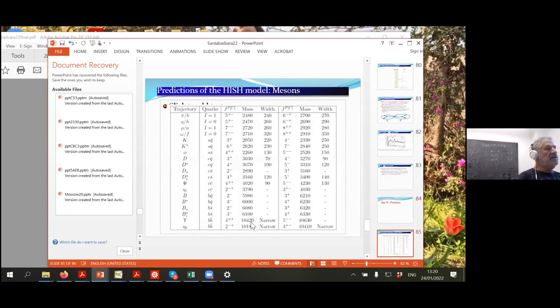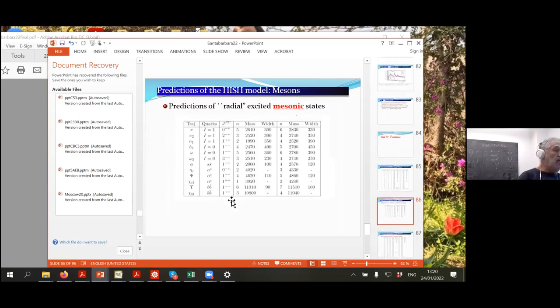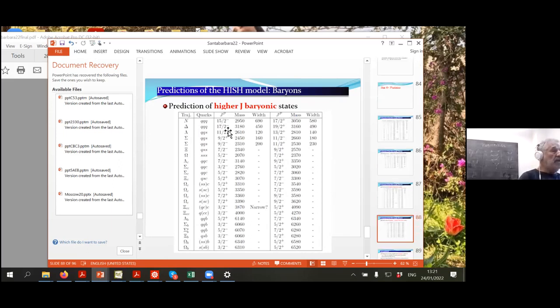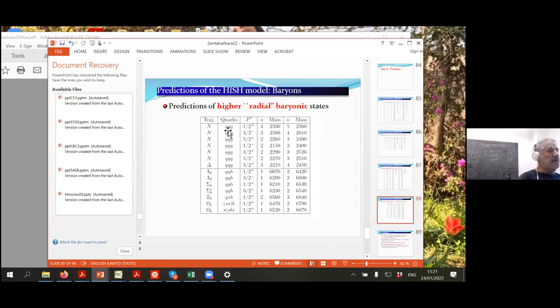Okay, I'll end by flashing some predictions of higher excited states of mesons. So these are mesons with angular momentum that was not measured yet, and also radial excitations, and similarly for baryons, like nucleons with 15/2 J, and also with radial baryonic states.